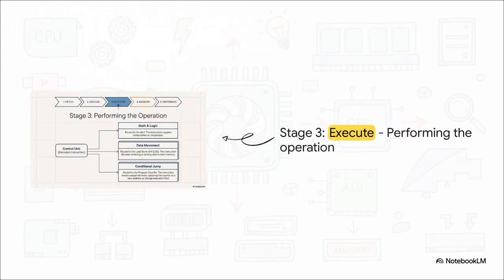It translates all of this into synchronized electrical signals, prepping the whole chip for action. Then we get to Stage 3, which is where the magic really happens: execute. Depending on what was just decoded, the control unit acts like a giant switchboard. If it's math, it routes signals right to the ALU to crunch the numbers. If it's moving data, it signals the load store unit. Or, if it's a conditional jump, like an if-then statement in a video game, it actually rewrites the program counter to a totally new address, instantly changing the direction of the entire program.